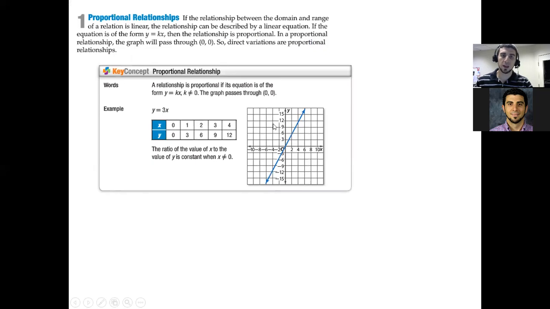So for example, a table of y equals 3x might look like (0, 0), (1, 3), (2, 6), (3, 9), (4, 12), because the y value is equal to triple, or 3 times, that of the x value. And you could see here that the graph goes through the origin, and then it goes through (1, 3), (2, 6).